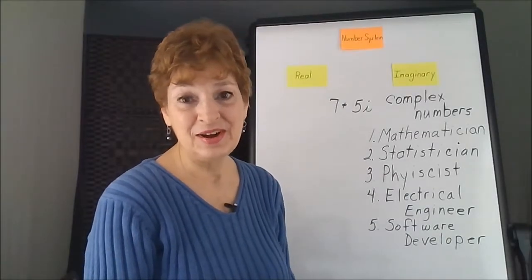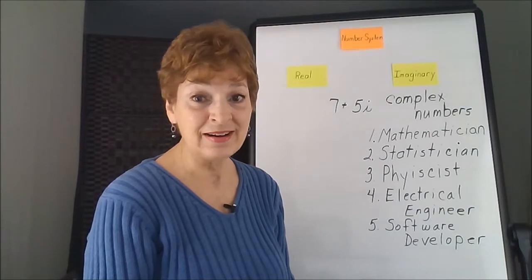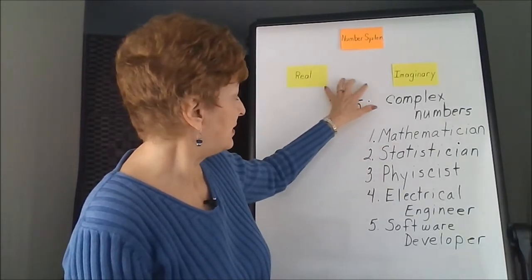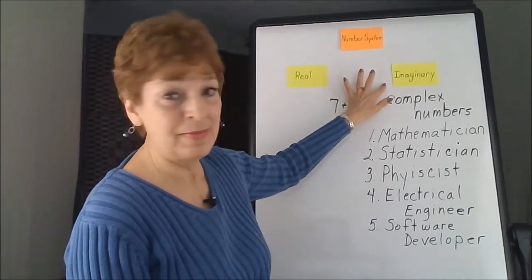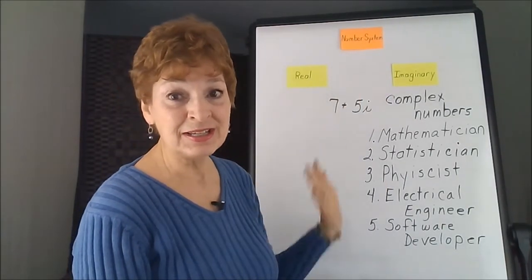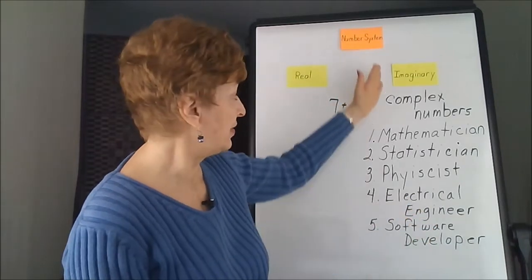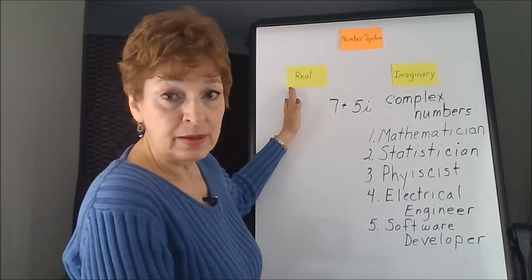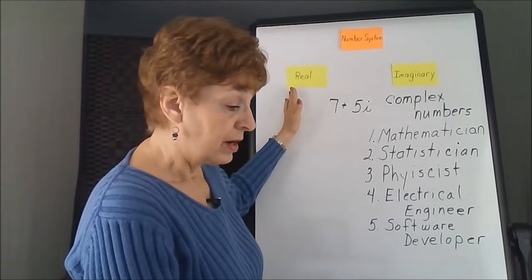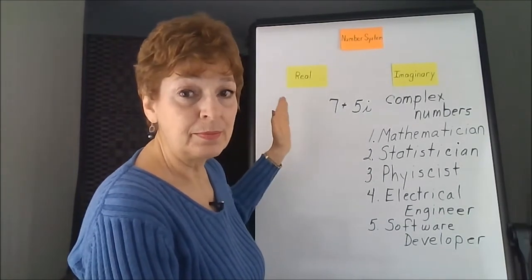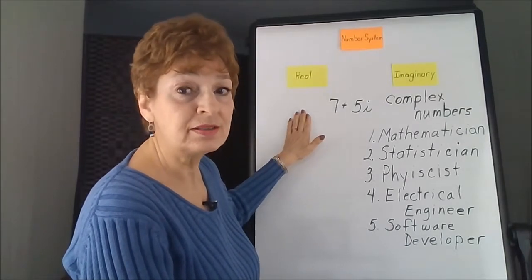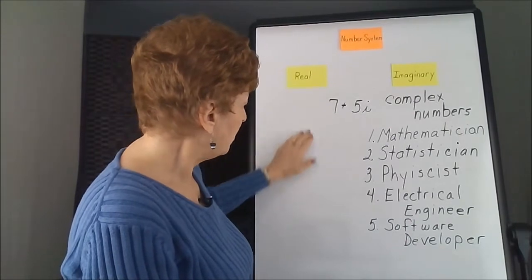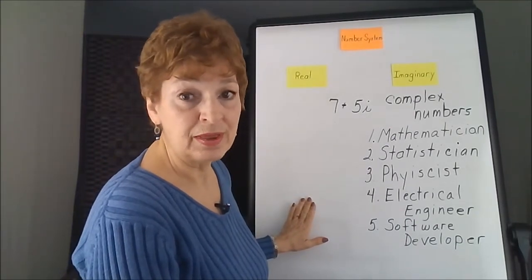In a previous video, I showed you the hierarchy of our number system. At this point, I would like to pull out the real and imaginary categories and just give you a little bit more information about this one, the imaginary numbers. The real numbers are the ones that we work with. We have counting numbers and positive and negative numbers, fractions, square roots, decimals. So the real ones are what you're the most familiar with.